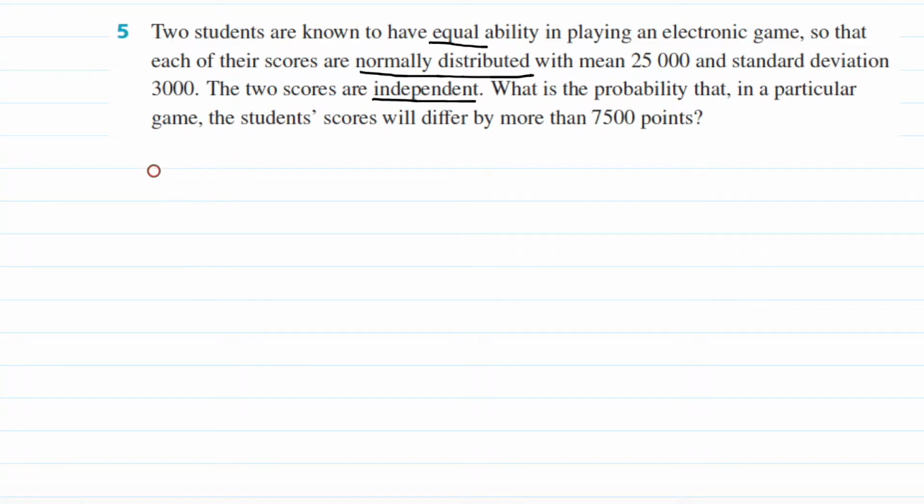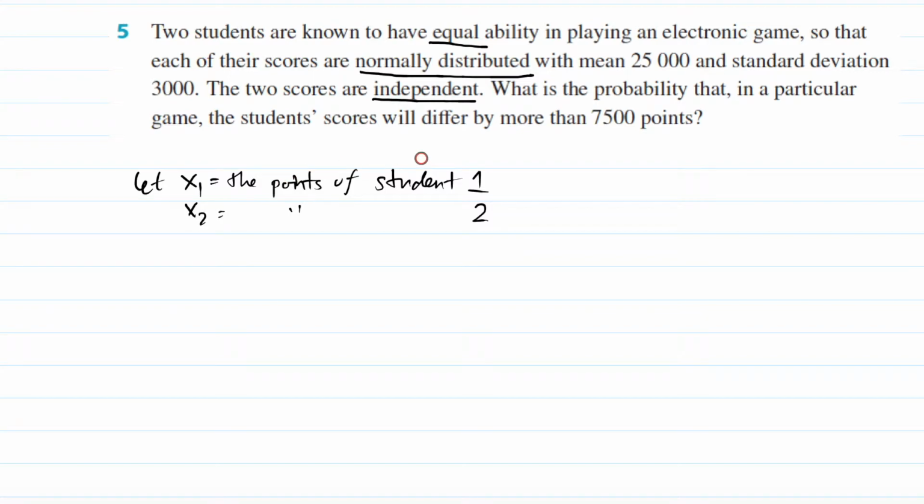So before we get into the question, let's get all the key points down. First of all, we know that we can let x1 equal the points of student number 1. So student number 1, he's going to get that amount of points in his game, and x2 equals the same thing but student number 2.